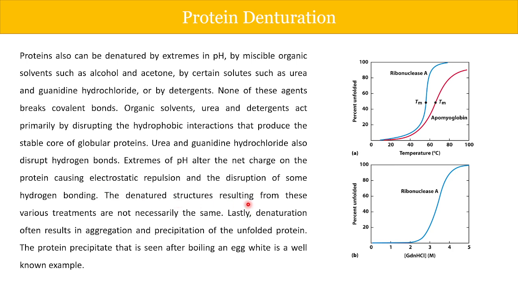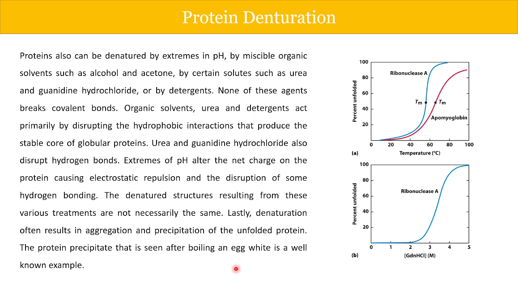Now, the denatured structures resulting from these various treatments are not necessarily the same, and denaturation often results in aggregation and precipitation of the unfolded protein. For example, you are increasing the pH or decreasing the pH. What happens is the protein has reached its pI, the pH at which the protein basically aggregates and unfolds, right? So these things can basically occur, right?